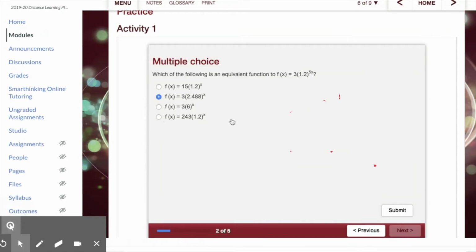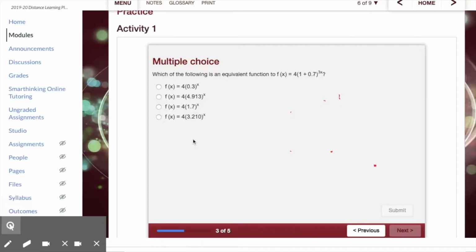All right, guys, so here we go, question number 2. I prematurely clicked the correct answer, but it's all right. The 3 must stay in front. The number in front does not change ever. The only thing I'm going to do is take this 5 that's on the exponent and transfer it to the inside. So I'm going to take 1.2 to the power of 5. After we calculate 1.2 times 1.2 times 1.2 times 1.2 times 1.2, we end up with 2.488. So our answer is B. Let's check it.